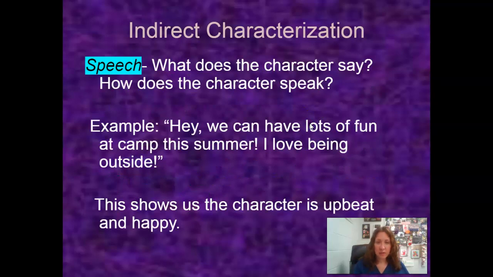In the case of speech, what does the character say? How does the character speak? For example, hey, we can have lots of fun at this camp this summer. I love being outside. Well, based on those statements, I can tell that this character is happy about his life, happy about summer, happy about being outside.